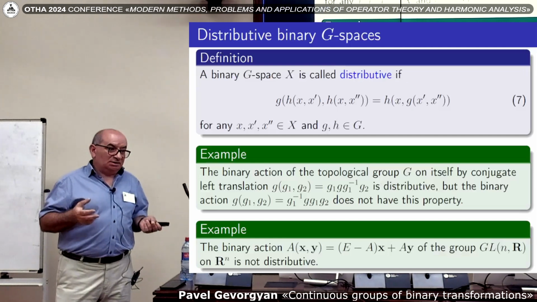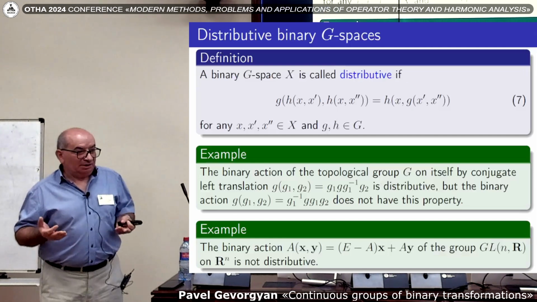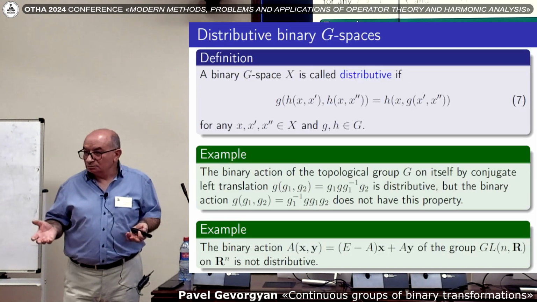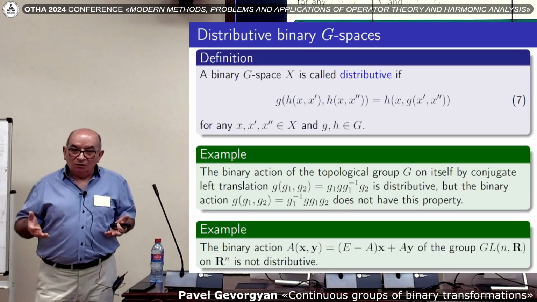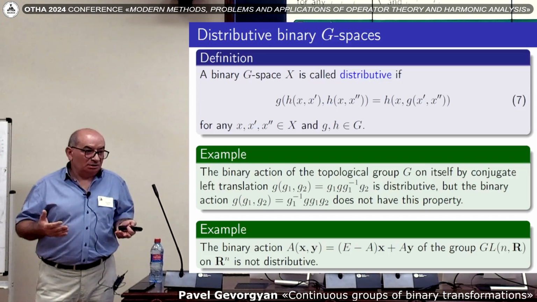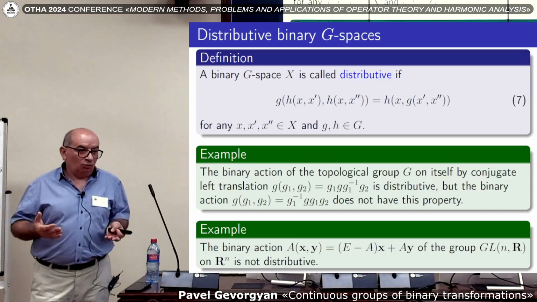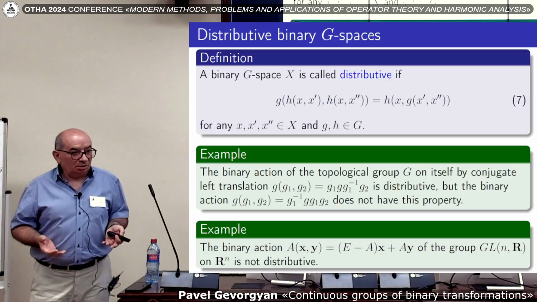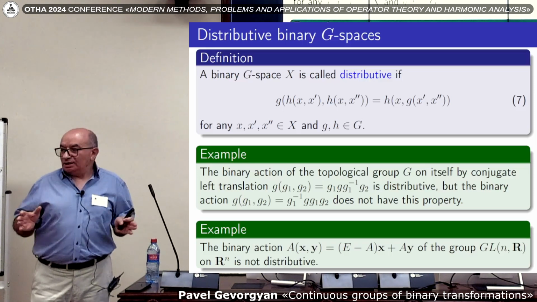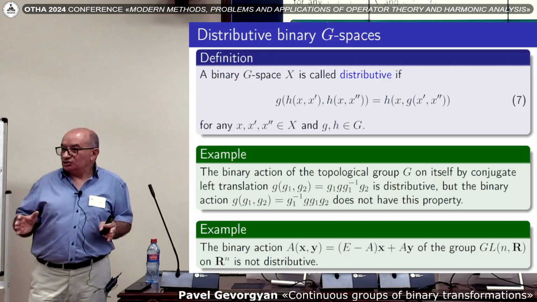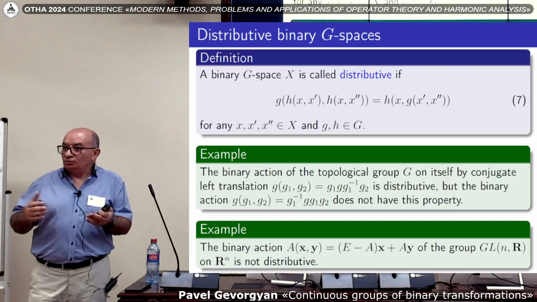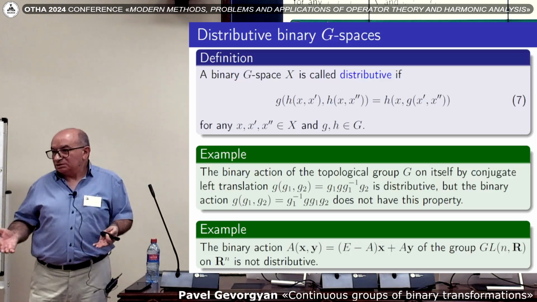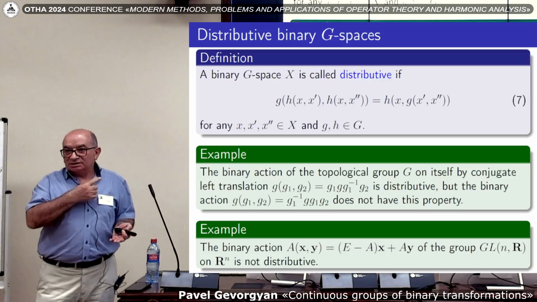Unlike G spaces, in binary G spaces, orbits can intersect. And therefore, for any binary G spaces, we cannot define the notion of orbit space because orbits intersect. But there is a wide class of binary G spaces for which we can define the notion of orbit space. Let's define these spaces.